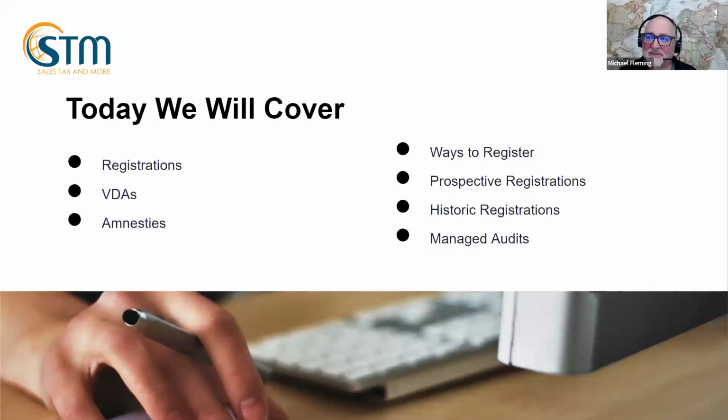We've got a lot of information to cover in the next 60 minutes. We're going to talk about what to do once you realize you have Nexus, or once you realize your clients have Nexus. And we're going to go through those steps. So we're going to talk about ways to register. We're going to talk about registrations themselves. We're going to talk about VDAs, or voluntary disclosure agreements, as the formal name is. We're going to talk about amnesties, prospective registrations, historic registrations, and then we're going to briefly touch on a managed audit.